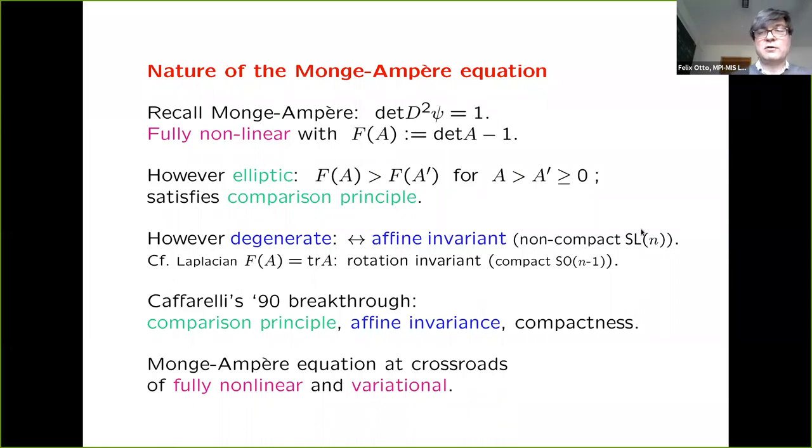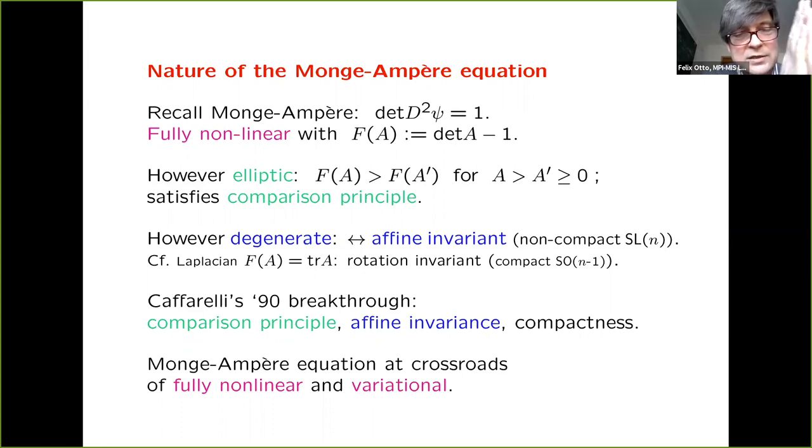So it has a kind of a non-compact invariance group, which of course should be contrasted to the Laplace equation, where you don't look at the determinant, but the trace, which is rotationally invariant, so has a compact symmetry. And now there was kind of a series of great papers by Luis Caffarelli, who got the initial and most important regularity or conditional regularity theory for the Monge-Ampère equation just by building on these two elements, the comparison principle, the affine invariance, and a very geometrically minded compactness argument.